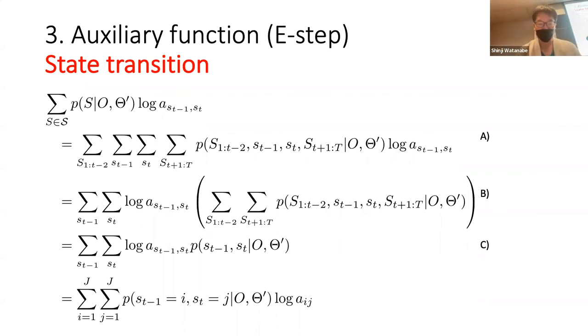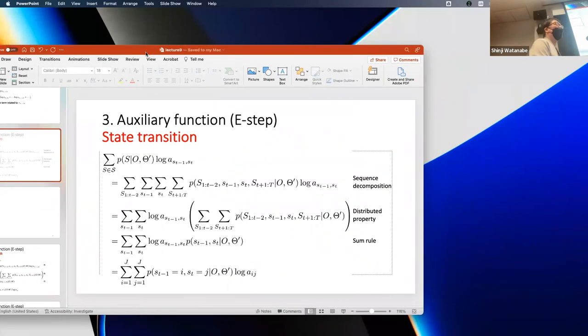Okay, close the poll. So the answer is exactly the same as the previous way. We first use the sequence decomposition. We delete this state sequence from 1 to t minus 2, and t plus 2 to T. This is because these are independent of S_{t-1} and S_t. So we only extract the variables that are related to this one.